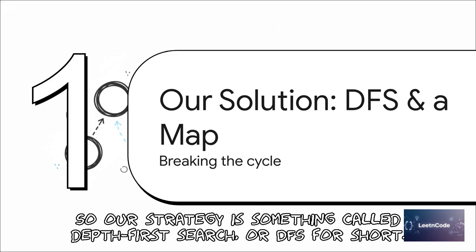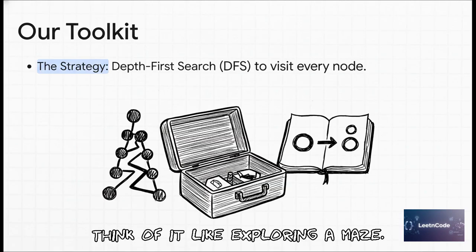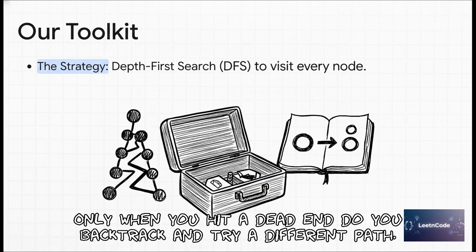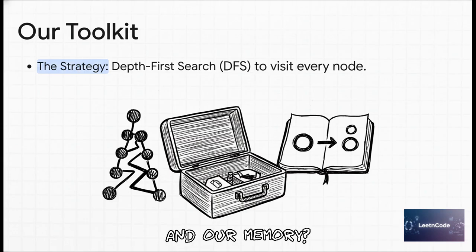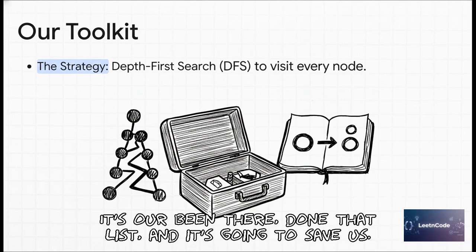So our strategy is something called depth-first search, or DFS for short. Think of it like exploring a maze. You just keep taking the first path you see and go as deep as you possibly can. Only when you hit a dead end do you backtrack and try a different path. And our memory? That's going to be a hash map. This is where we'll keep a list of every single node we've already copied. It's our been there, done that list, and it's going to save us.